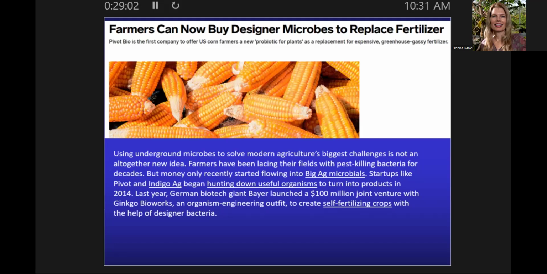And so this was a publication not that long ago, I think about 5 years ago. Pivot Bio is the first company to offer U.S. corn farmers a new probiotic for plants. And they're actually starting to use those kinds of terms. They talk about probiotics for the use of plants. So it's an interesting idea.